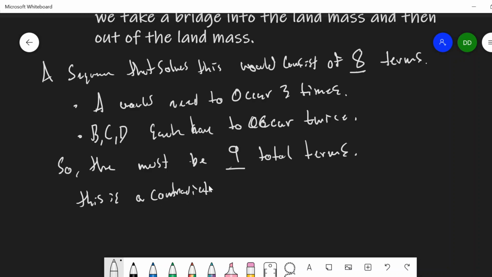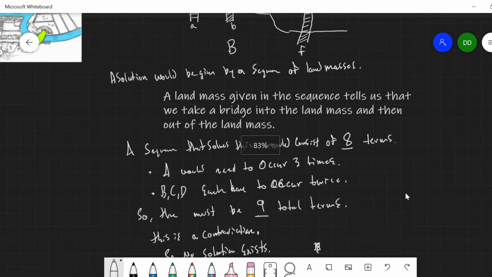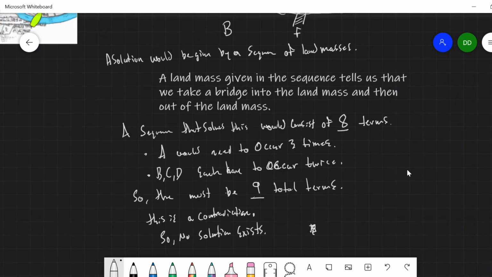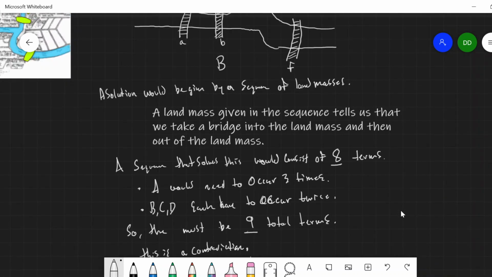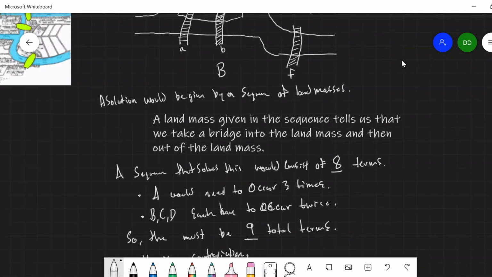And so no such solution can exist. So no solution exists. And that was essentially Euler's proof and the first example of what they were calling the geometry of position. So what are we concerned with?